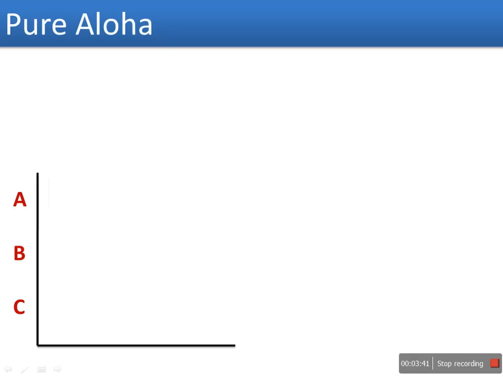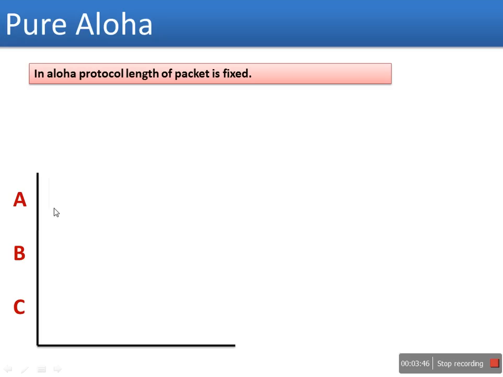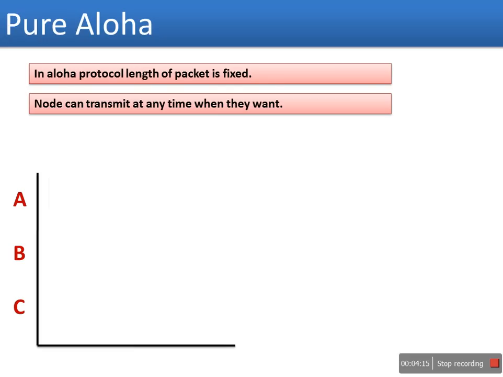Let's say we have three nodes in a network. In Aloha protocol, the length of a packet is fixed. So whenever a node wants to transmit any particular data, that data is divided into fixed length chunks, and those chunks are our packets. In Aloha protocol, the length of a packet is fixed. If data exceeds that length, it will be divided into smaller chunks of that size. Nodes can transmit at any time when they want.